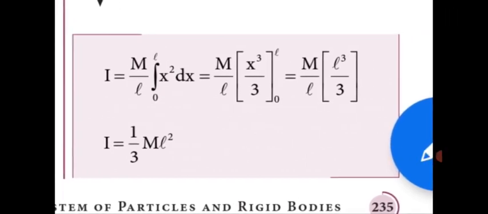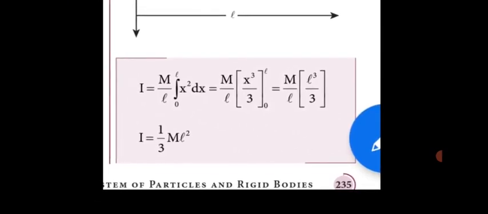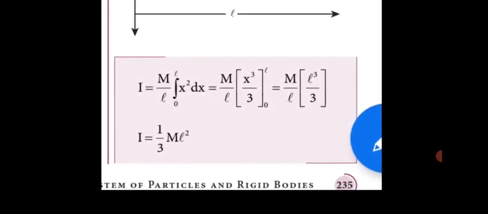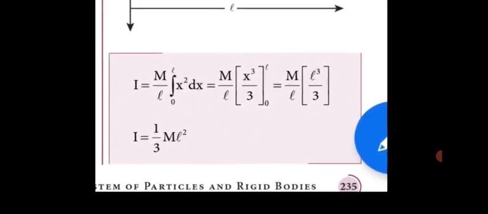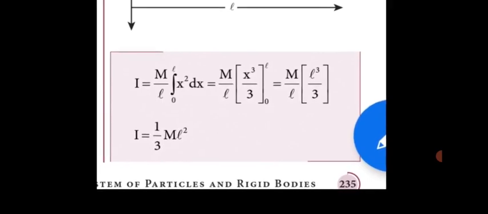Understood this one? It is very easy. In the uniform rod problem you will get the limitations as different. In this problem you are getting the limitations as 0 to L. Other than that, the integration and everything will be the same, only the limitations are different, and it is very easy.